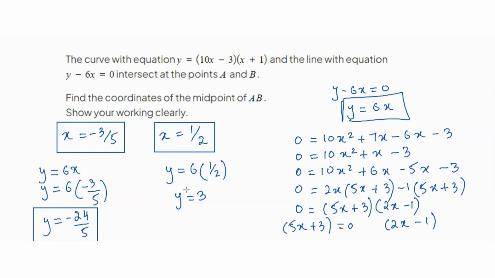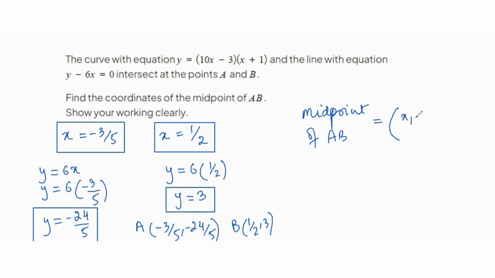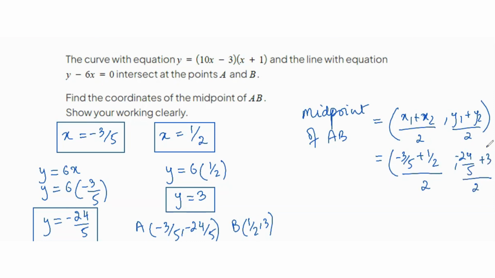So now that we have the coordinates of A and B, let's call A negative 3 by 5 and negative 4 by 5, and B is 1 over 2 and 3. So for the midpoint, I'm going to first erase this. Okay, so for the midpoint of AB, the formula we will use is x1 plus x2 over 2, comma y1 plus y2 over 2. So that's going to be negative 3 over 5 plus 1 over 2 divided by 2, and negative 24 over 5 plus 3 divided by 2.